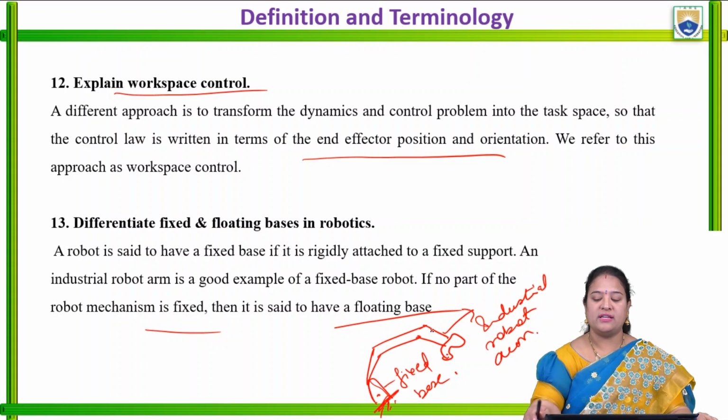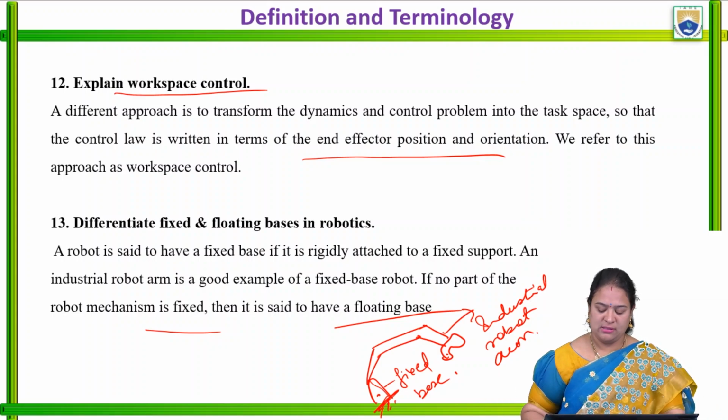Generally, in industrial applications, we use fixed base type robots, where the base is fixed and rigidly attached, and the remaining joints and links are in the moving condition. That is known as a fixed base. Where any part of the robot mechanism is not fixed, then that particular robot is called a floating base robot.